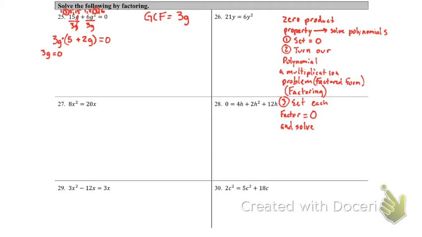Okay, and then we're going to set our other factor equal to 0. 5 plus 2g, or 2 times g, equal to 0. And now we just got to solve. So we're going to divide by 3 here, and g is going to equal 0.